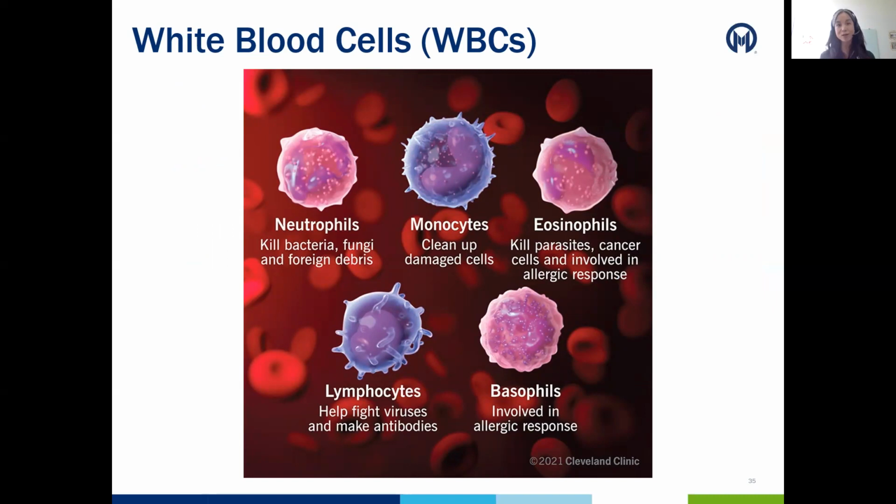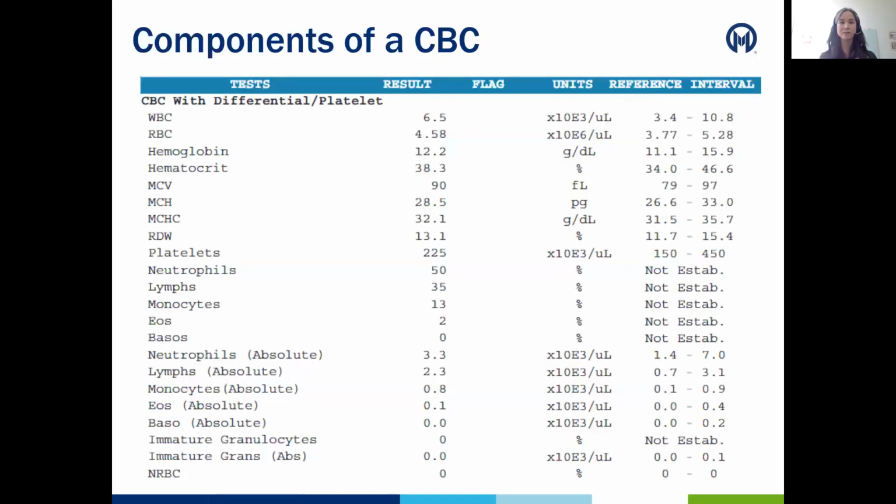There's eosinophils, most classically involved in allergic type responses, but also in parasitic infections and other conditions. There's lymphocytes, which are working in our immune system to help us make antibodies. And then there's basophils, which also help with our allergic response.